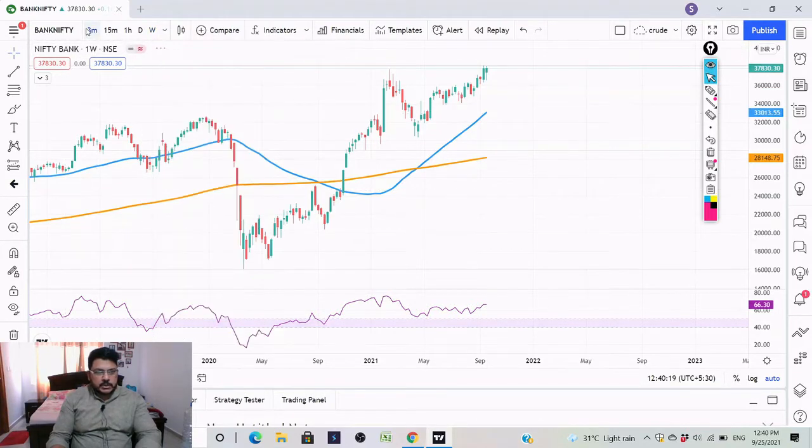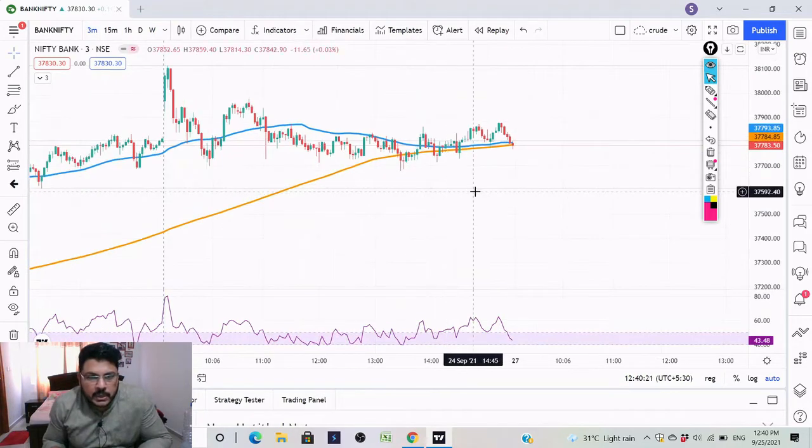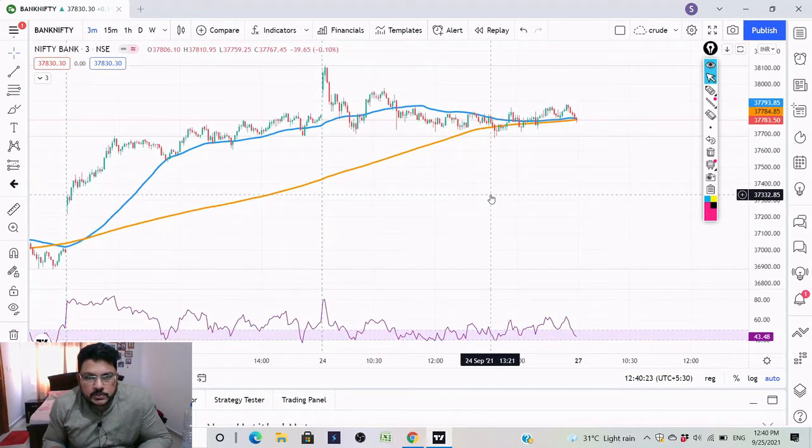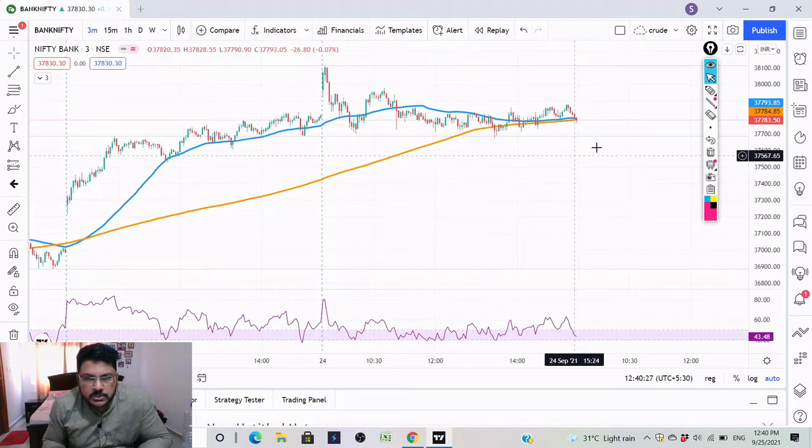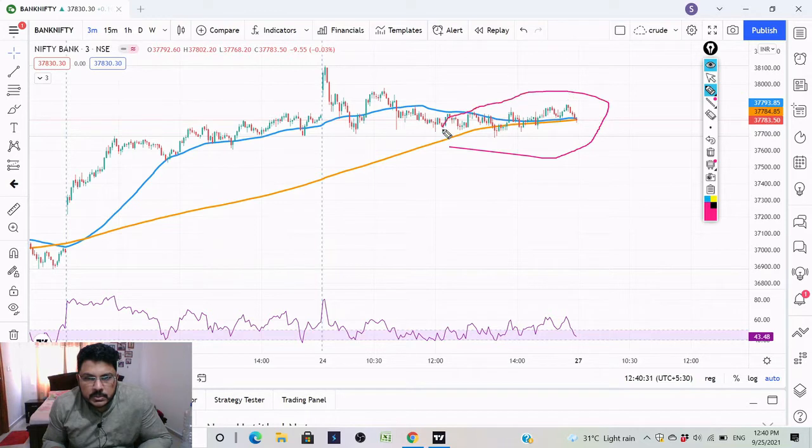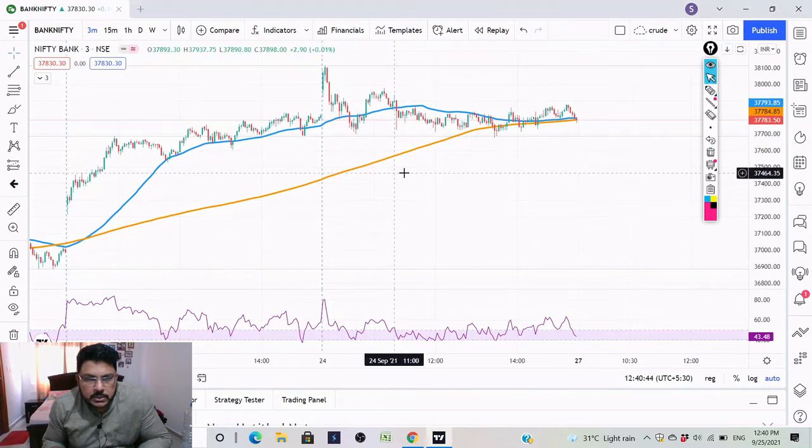Let's look at Bank Nifty on a monthly time frame first, or we will do reverse this time. Let's look at it from a 3 minute time frame, and let me show you something which you might not have observed. If you see the 3 minute time frame, it is in the consolidation phase right now. Look at the moving averages 20 and 200, they are close to each other now. Keep that in mind and just go back.